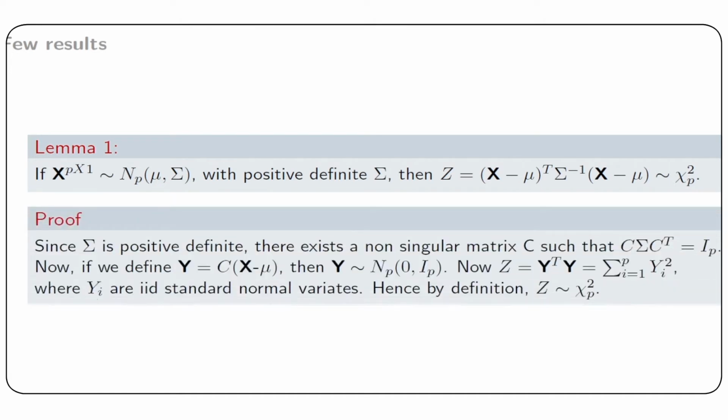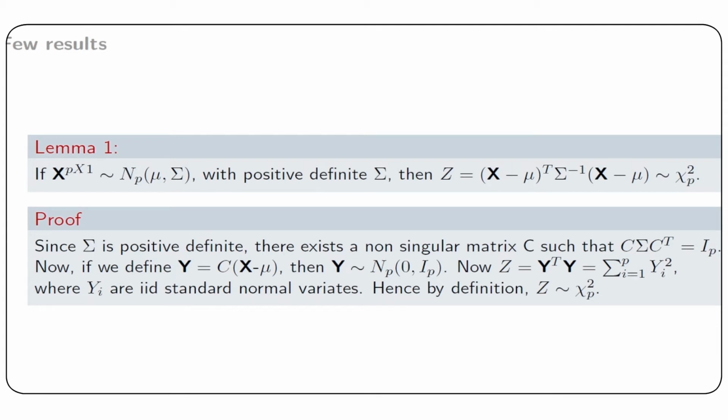The proof of the above result is very simple, but still we give some outline of this proof. Since sigma is positive definite, sigma inverse is also positive definite. So there exists a matrix C such that C times sigma inverse times C transpose is the identity matrix of order p. Now if we define Y as C times (X minus mu), then Y has a p-variate normal distribution with mean vector 0 and dispersion matrix I_p.